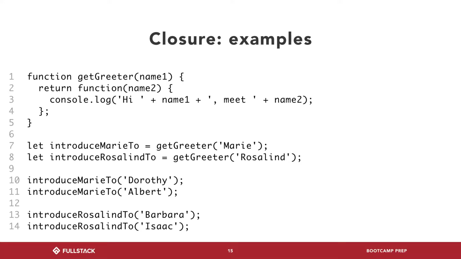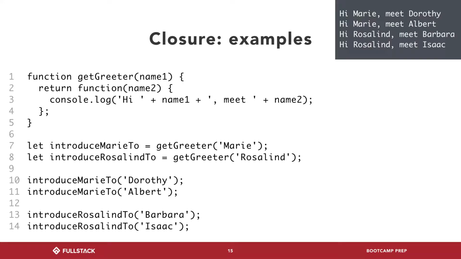On line 8, when this function was created, name 1 is Rosalind, right? And so now I have a function that permanently remembers what name 1 was when this function was created. And I have another function that permanently remembers what name 1 was when this function was created. So that's why on line 10, when I say introduce Marie to Dorothy, I get hi Marie, meet Dorothy, right?